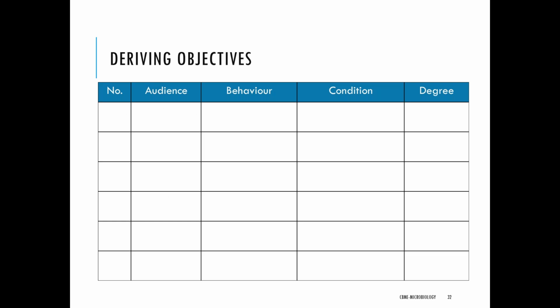So finally, we are going to start working on these competencies and deriving objectives. This is one of the tables which we are going to use, the ABCD table, where we are going to write this competency or the sub competencies on top, and then derive the learning objectives as per the ABCD method.